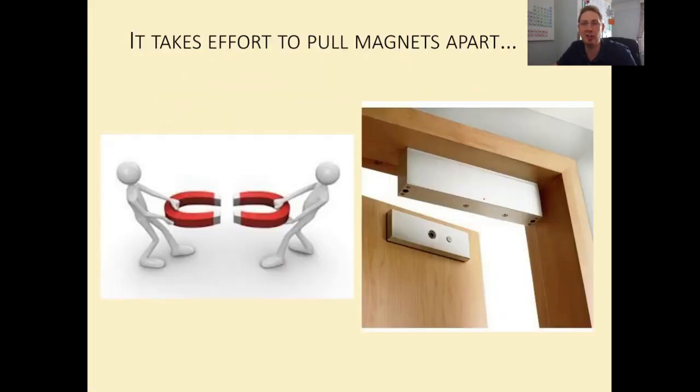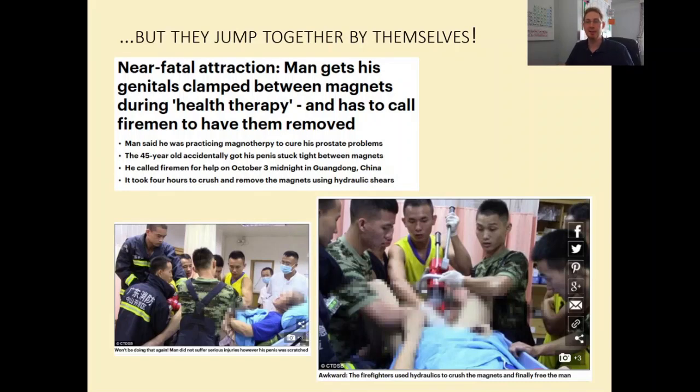And here a useful analogy is magnets. You know it takes effort to pull magnets apart. So if you've got a door like the gate, the biology gate here, to open that biology gate, it takes effort. And if you haven't got the right code and the right card, it's quite hard to pull those magnets apart. It takes effort to separate them. But they jump together by themselves.